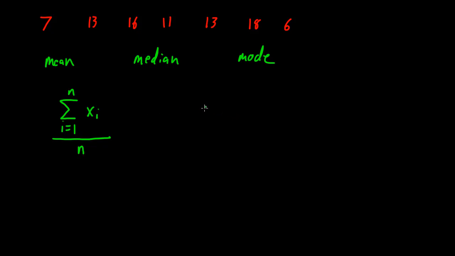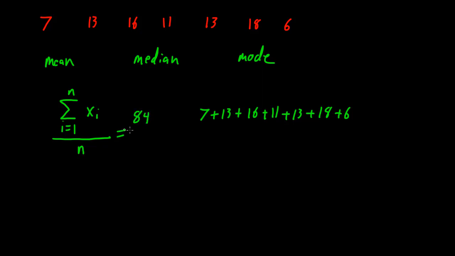And the sum is just the sum of all of our different values. So we have 7 plus 13 plus 16 plus 11 plus 13 plus 18 plus 6. And if we add all those values up, we get a total of 84. So we're going to say 84.